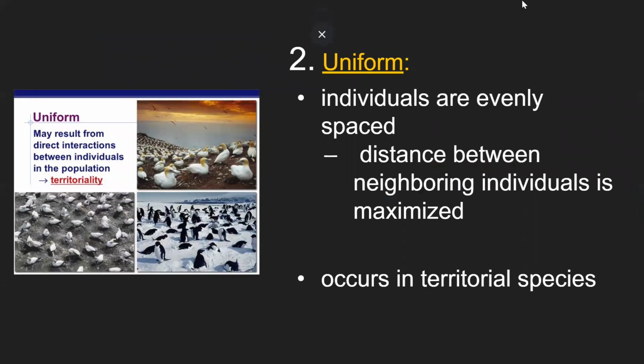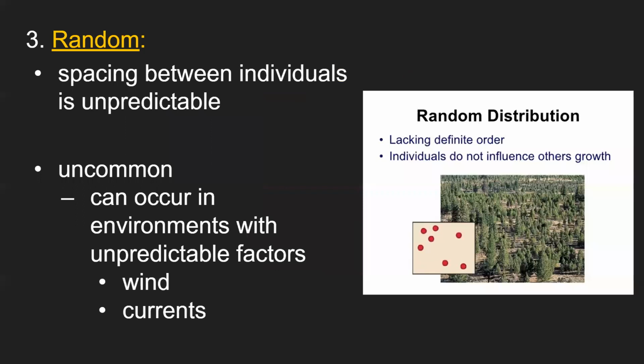Okay, another pattern that you could see is a uniform distribution. And this distribution usually means that the distance between two organisms is maximized. It's usually really big. And where you tend to see that is in big territories. For example, tigers have very big territories. You're going to find one, maybe two tigers in the same territory, and they're going to be spread out fairly evenly in the space that's available to them.